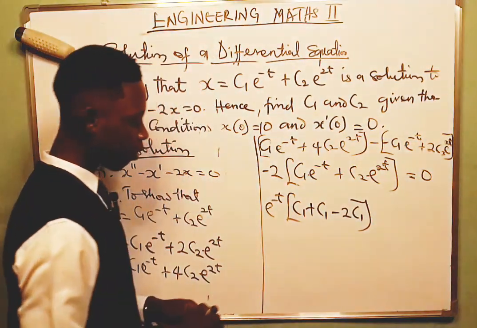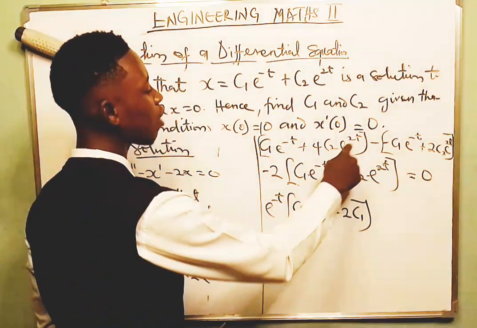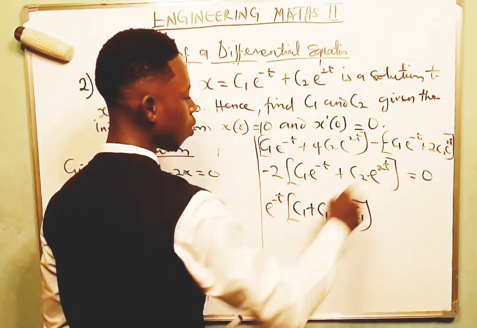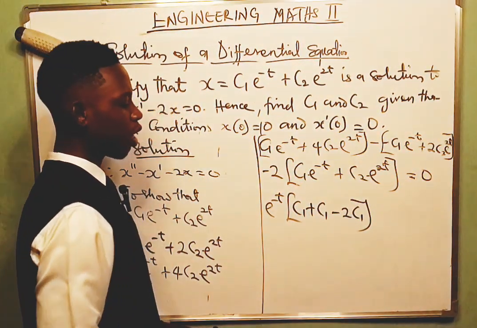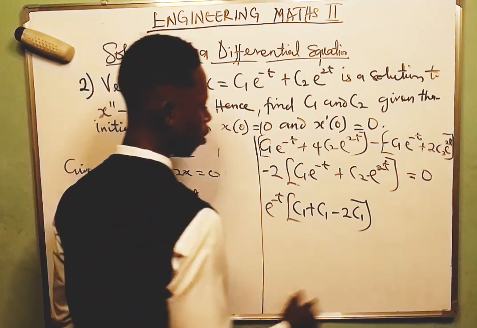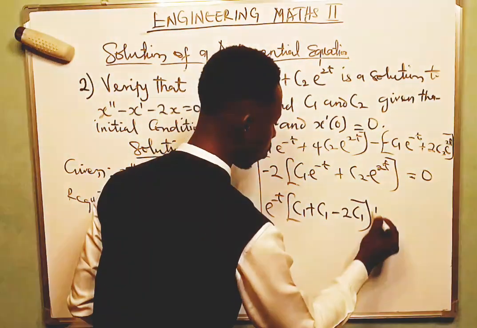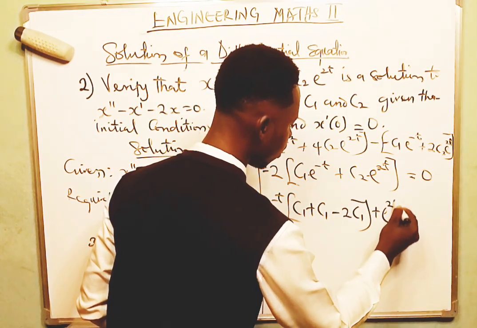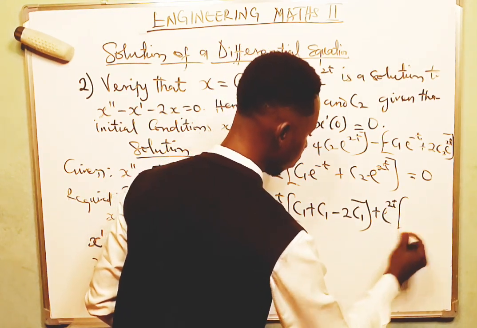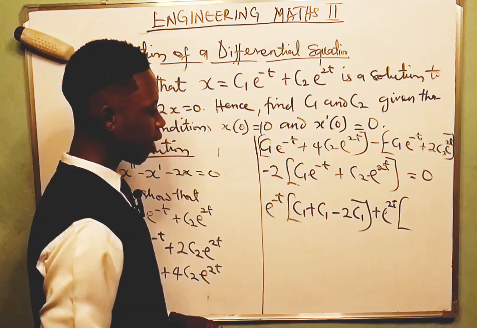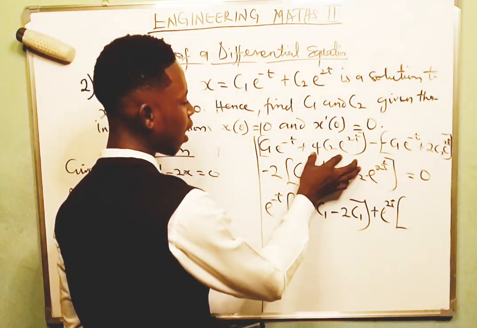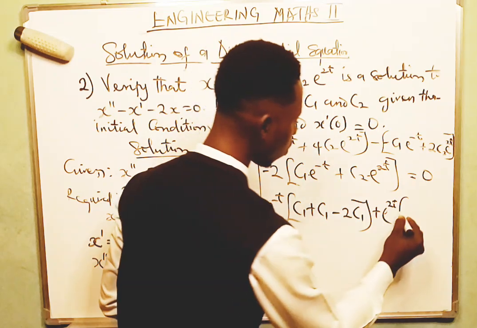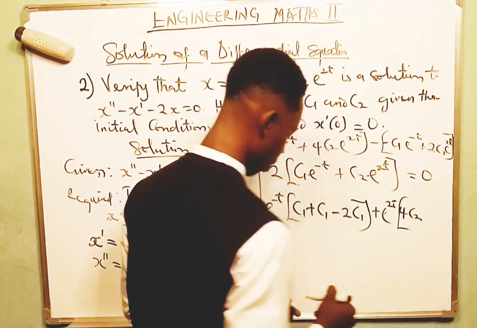You close your bracket. Now another one, we have exponential 2t. Factor out exponential 2t, which you are not going to put your plus. Exponential 2t, you open a bracket. When you factor it out here, what is left is 4c2. So you write your 4c2 out.